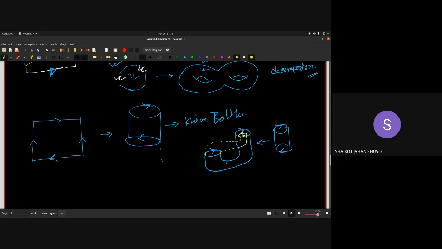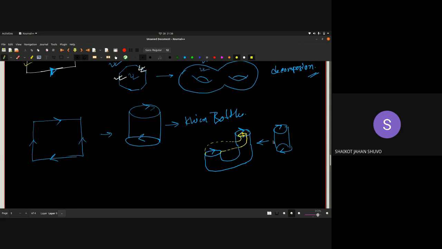So I cannot draw the Klein bottle. How to draw this? Something like this maybe. I don't know how to draw it. I saw the figure in the book. I tried to draw it, but I couldn't. But this is the idea.